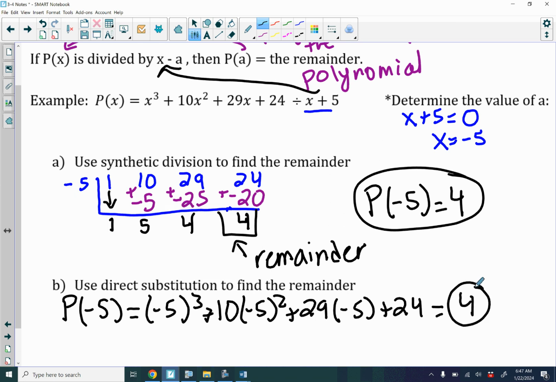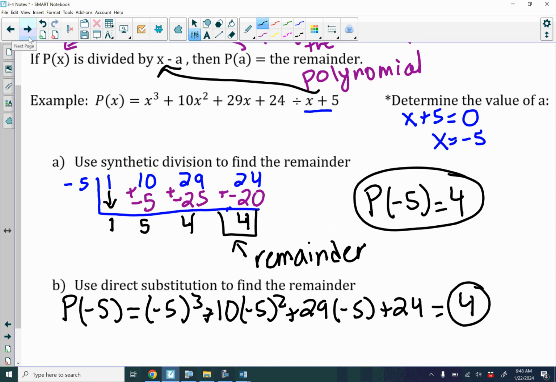Now you may be wondering, what does this really mean? Well, negative 5 is the x value. This 4 that we're getting as a remainder, that's actually our y value. So this would be a point that is on our polynomial. So negative 5, positive 4 is a point on our polynomial. We can actually use synthetic division to find y values of certain x values for polynomials. It's just a different way of thinking.